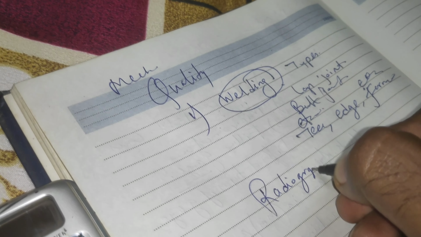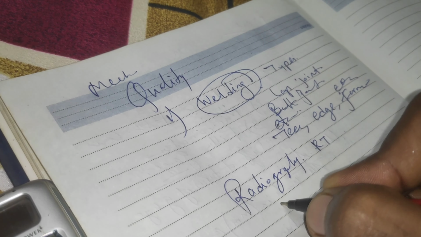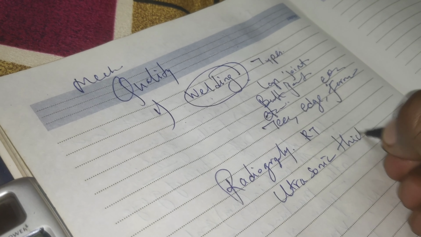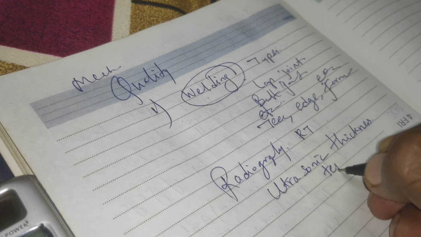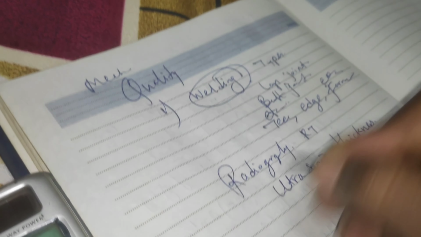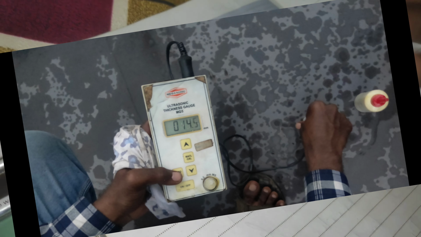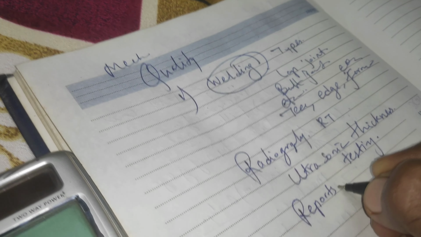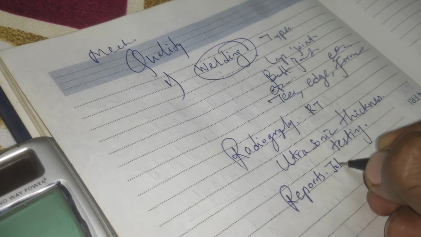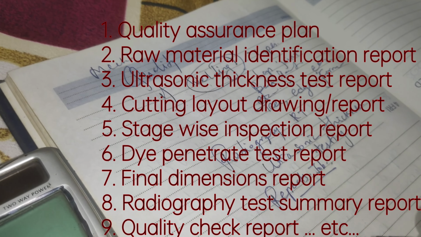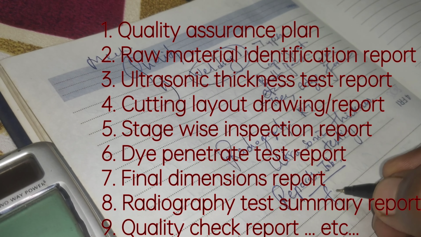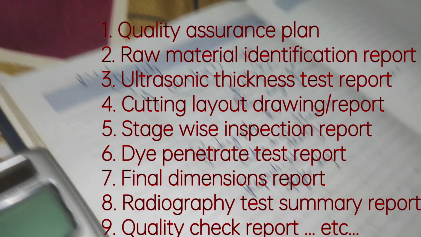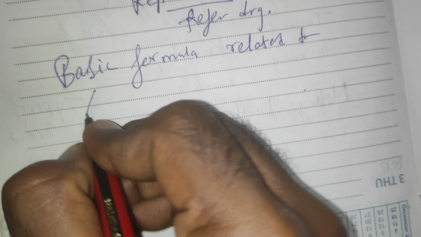Radiography, which is the X-ray taken of the welding to check the porosity. If there is porosity, you have to cut it again, grinding with the help of a grinding machine, and then again do the welding process. And then the ultrasonic thickness testing machine is used for testing the thickness of the particular metal. Then reports, you have to make reports of the job in mechanical quality, as per your drawing.